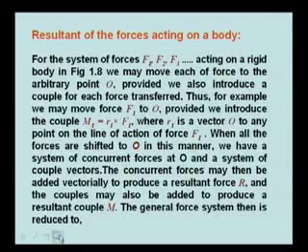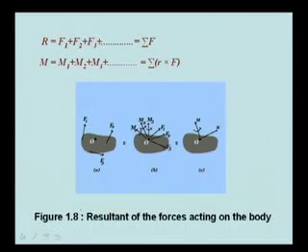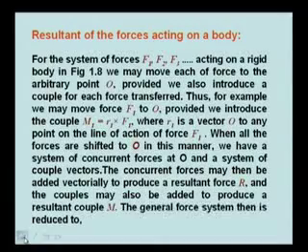Now, let us discuss the resultant of the forces acting on a body. Now, for the system of forces F1, F2, F3 acting on a body, like this is a body in which a number of forces are acting, like here I have shown F1, F2, F3, and this is a point P. What can be done is that you can shift these forces from here to here, but then you have to apply some couple to balance it. So, therefore, we may move each of the forces to the arbitrary point O, and we introduce a couple for each force transferred.